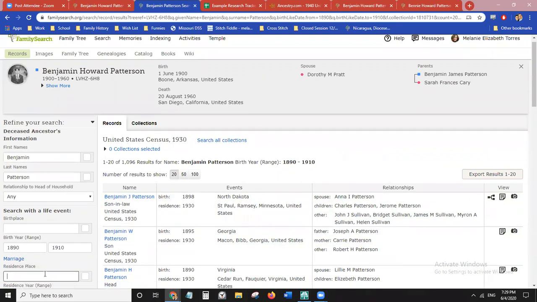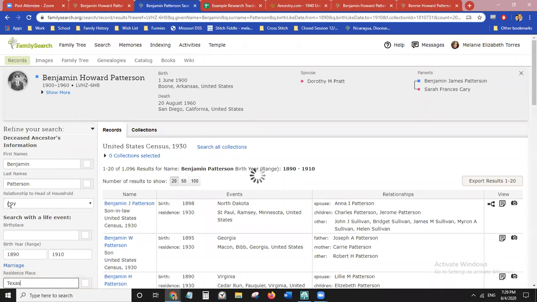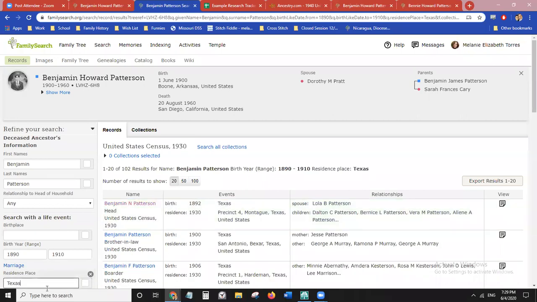And now I'm going to put residence as Texas because of that census. Let's start with Texas. So I want to see any Benjamin Pattersons born in this year range in Texas. When you're looking for censuses and it's getting kind of tricky, you just have to play with this refine your search tool right here and see what comes up.